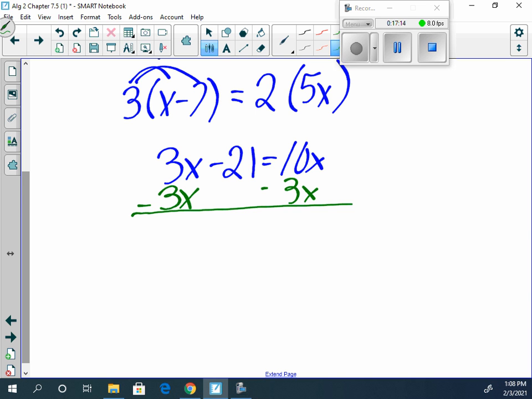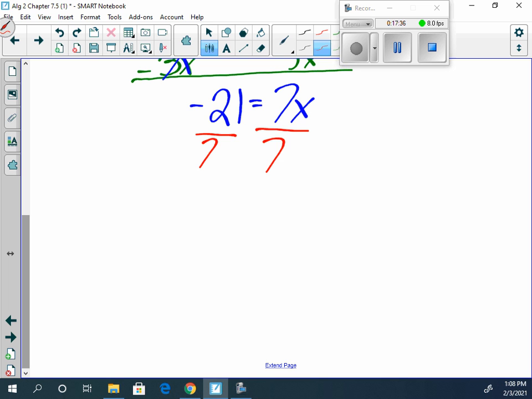I'd subtract 3x. Adding 21 to both sides wouldn't be wrong, but we would have to move the 10x over. So it'd be a little bit easier to subtract 3x because those will cancel. Minus negative 21 is equal to 7x. At which point we can divide both sides by 7, leaving us with x is equal to negative 3. Is that one of our restrictions? Well, no. So that's the answer. That's it. And we can plug it back in and check, but this is it here.